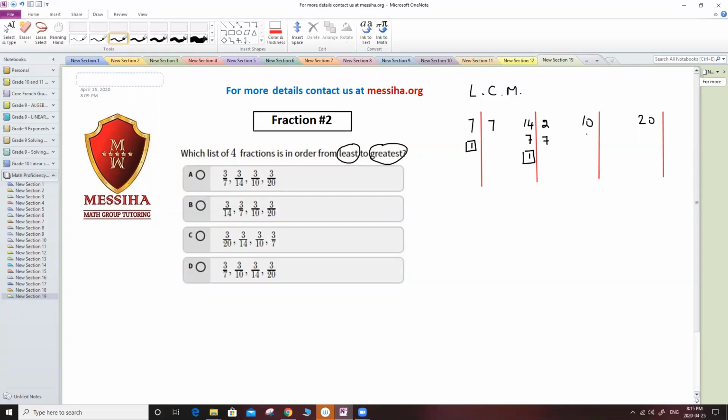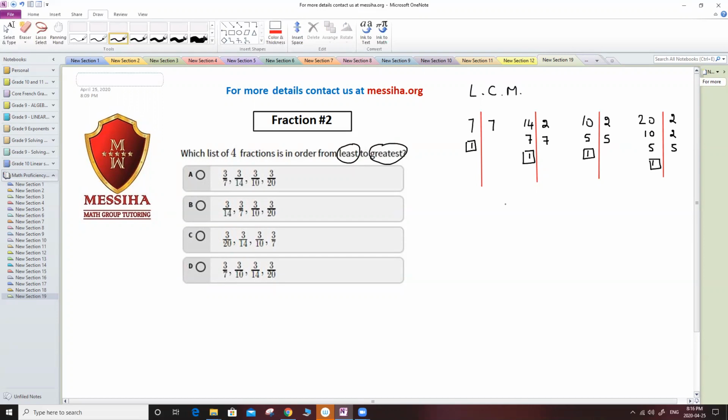The 10, if I divide it by 2, it will give me 5. 5 is a prime number, so I don't have a choice. I have to divide it by 5. The 20, I can divide it by 2. It will give me 10. The 10, I can divide it by 2. It will give me 5. 5 is a prime number, so I stop at this level.